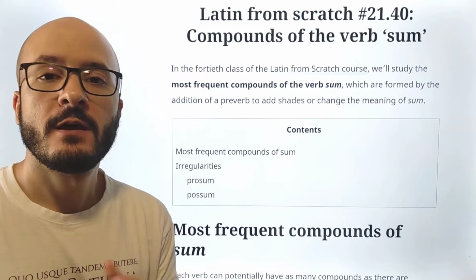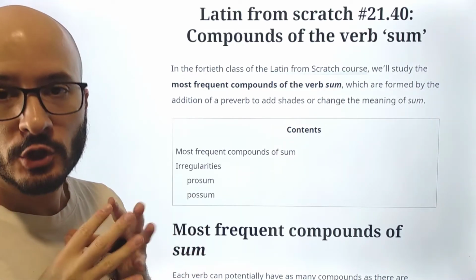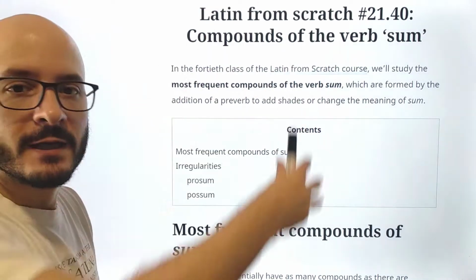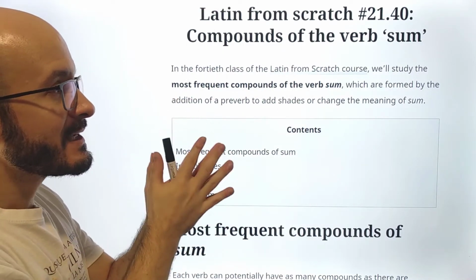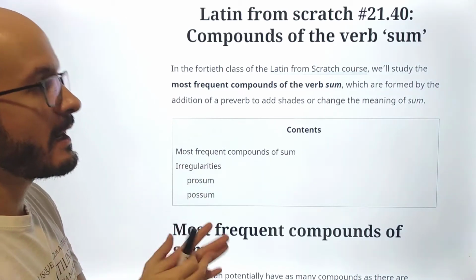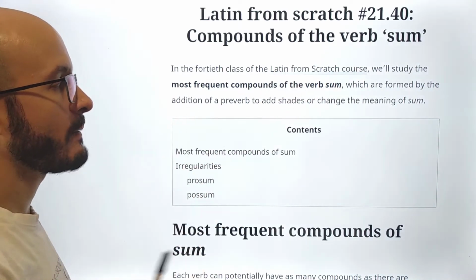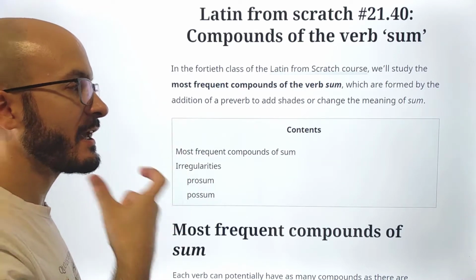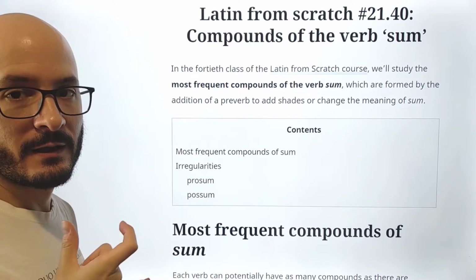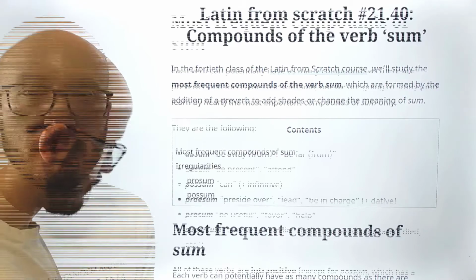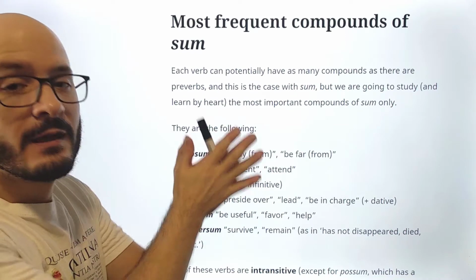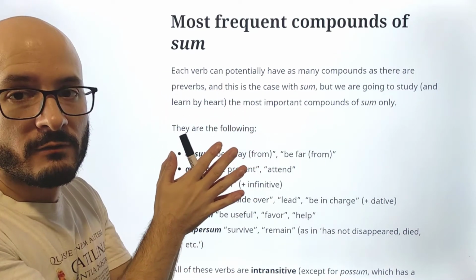Latin from scratch: the compounds of the verb sum, a verb which of course we already know from the beginning, but it has many compounds, and these are formed by the addition of a preverb, that is a prefix, to add shades or change the meaning completely of the verb sum. So this is an important class because there are, as I said, many compounds of the verb sum.